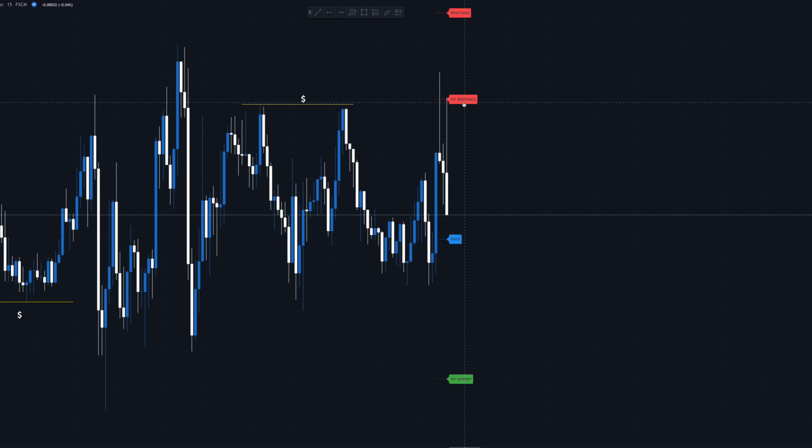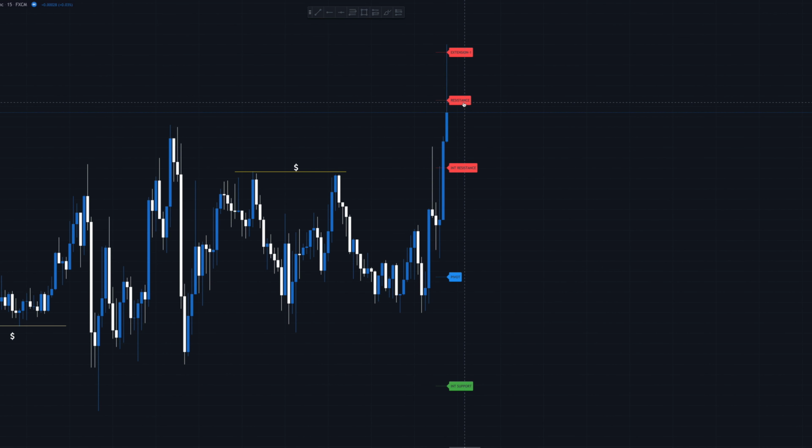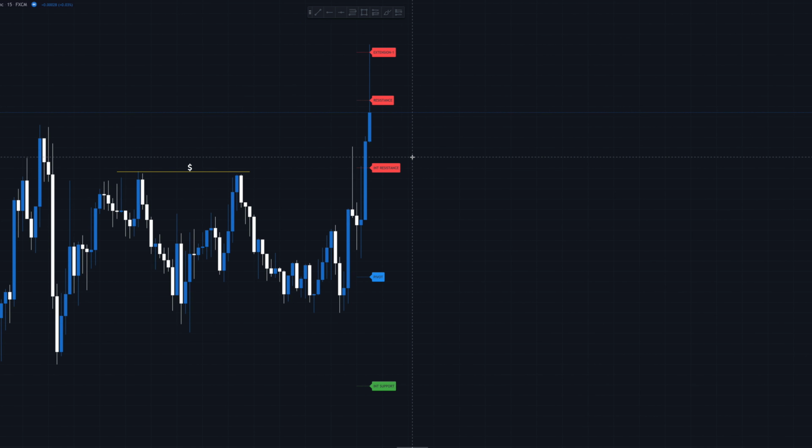And then they have done a bit of a backup, and then they've run all the way up to extension 1. So anyone that shorted this, anyone that had a stop here, would have been taken out straight away. Now you can see here that it's reached our quite popular extension 1 level and come straight back down. So if you had seen price coming up to this level, you would have set your sell limit order here, and you would have had your take profit here. That's how the extension traders do it with our algorithm anyway.